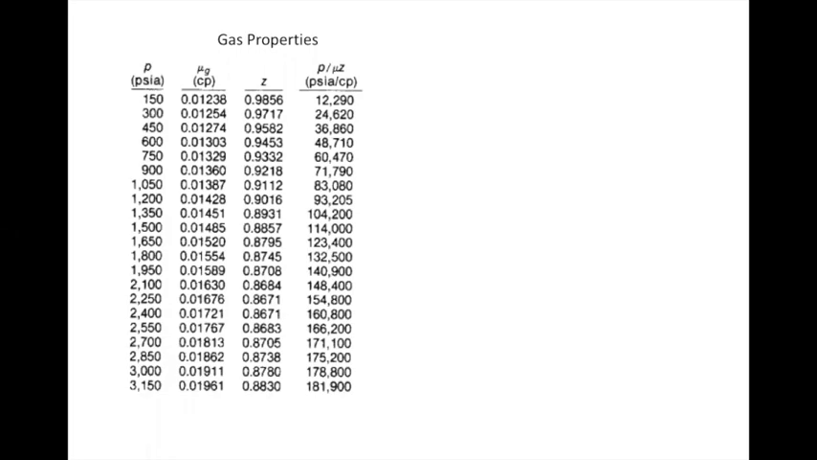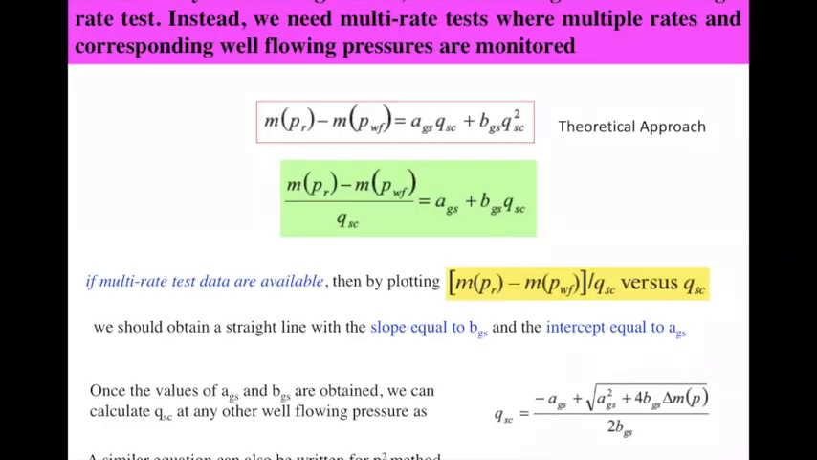Now there may be the case when you have non-Darcy effect. Now in the earlier equation you see that this B term is absent, that is BQS into QSC square is absent. Why is it absent? Because we have only skin, not the turbulence effect, as we have seen in the previous equation.